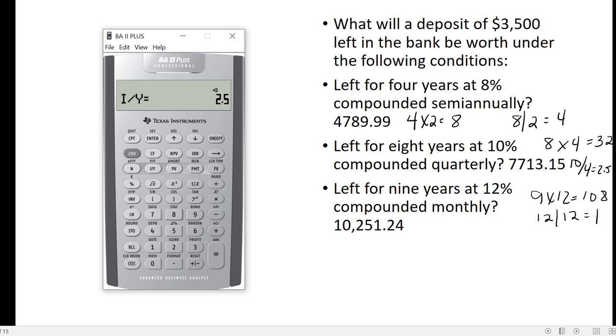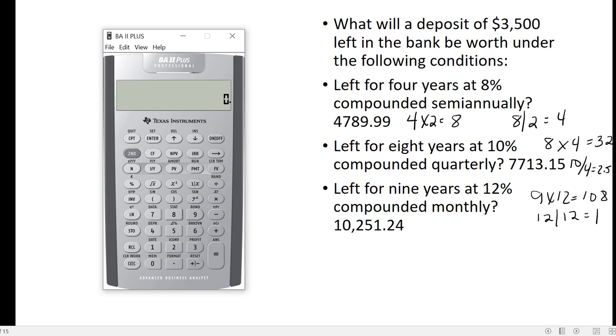So 32 compounding periods. We take our 10% annual rate, divide it by 4 to get a quarterly rate, and then we compute for future value. So $7,713.15 would be our answer.